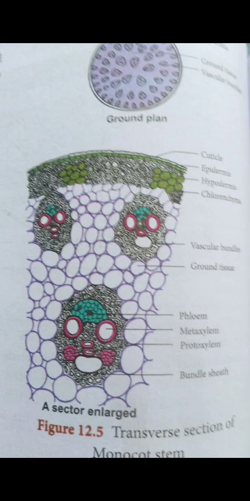Epidermis is the outermost layer, which is made up of a layer of parenchymatous cells, and this is also covered with a thick cuticle. The multicellular hairs are absent, which are present in the dicot stem. Epidermal hairs are present in the dicot stem, but in monocot stem they are absent.